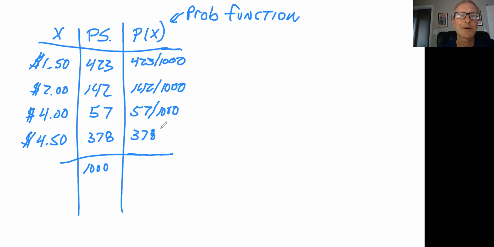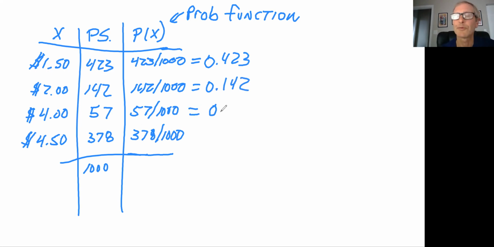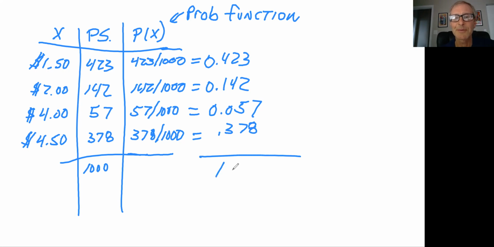And of course, it usually comes in handy to have a calculator, right? If we do 3 decimal points, it would look like this. 0.057. And this one's 0.378. When you add those all together, you get 1.000. So that's how you generate these probability distribution functions.